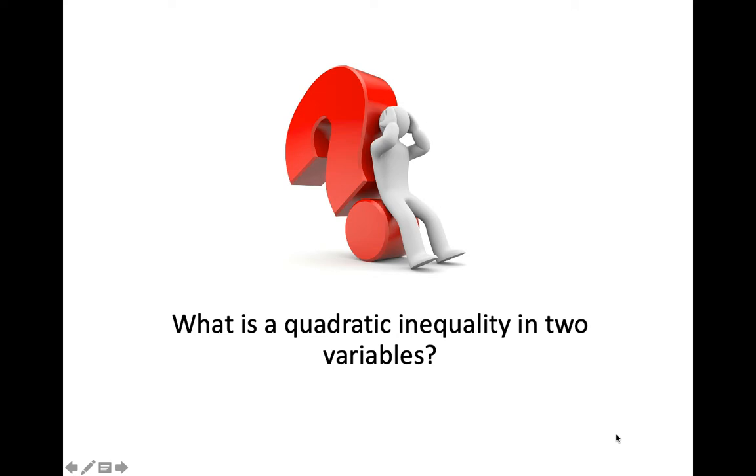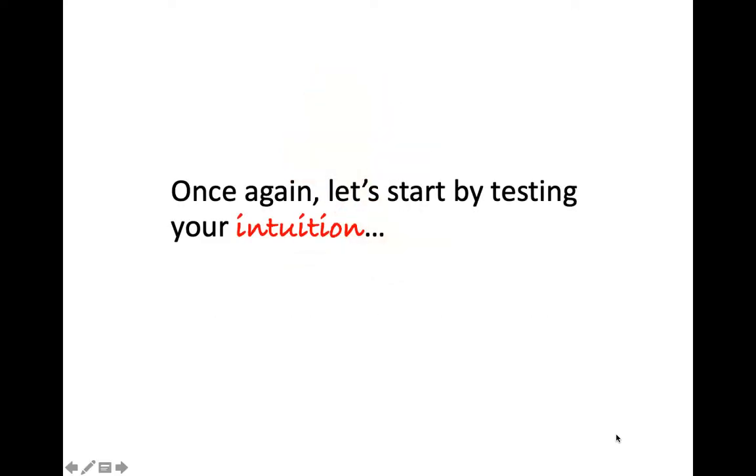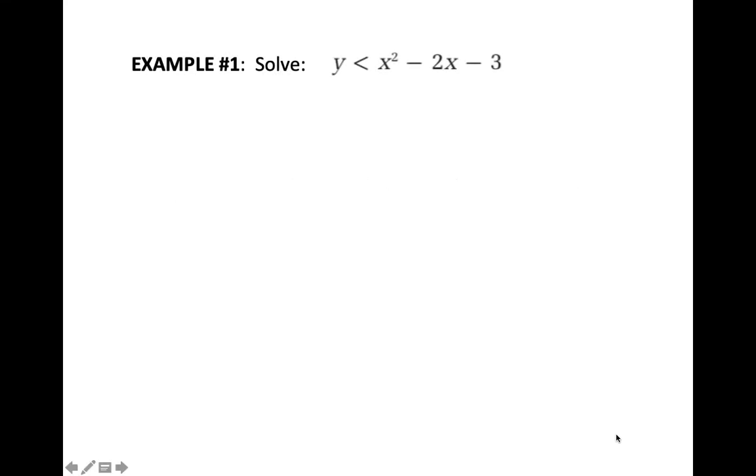Okay, so let's go to the math. What is a quadratic inequality in two variables? What are we talking about? Well, my hunch is that you probably have enough information and background to be able to answer this just by your intuition or common sense. So let's give it a try and see what happens. If I said to you, could you show me where the solution region is for where y is less than x squared minus 2x minus 3? So I would want you to kind of begin to look at that and think about, well, how might I actually find a solution to this one? What would I actually do?